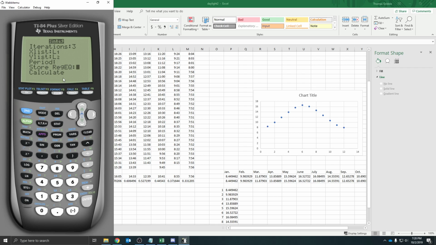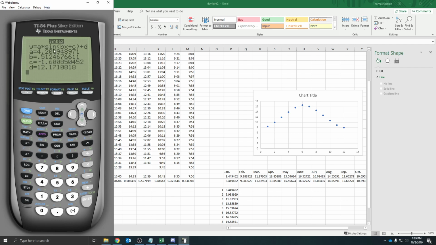But what we do want to do is make sure whatever equation it generates, we have it stored, and where we're going to store it is in the variables. So this button here, vars, is the variable button. You hit variables, and you go to y variables, and then function, and then y1. And then if we go down to calculate, it's going to do a sinusoidal regression for x values of this, y values of this, and store that equation in y1. And if we hit enter, it does it and gives us these values.